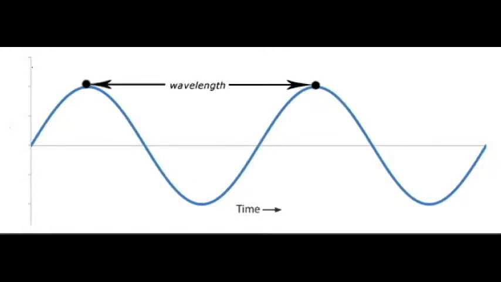The wavelength is quite literally the length of the wave. Noted with the Greek letter lambda, it is equal to the distance between corresponding points on consecutive waves. For example, from crest to crest or from trough to trough.